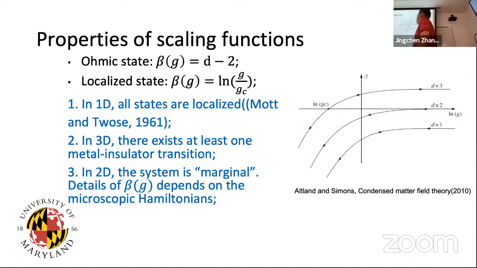Another important implication is that in 3D, there exists at least one metal-insulator transition, and that corresponds to the behavior of most metals in 3D samples. And in 2D, we call the system marginal. That's because the beta function is exactly 0, and it's very sensitive to perturbations when G is large. So we call it marginal, because any relevant interactions may change the curve of the beta function in 2D, such that there may be some bumps right here that cause metal-insulator transitions.